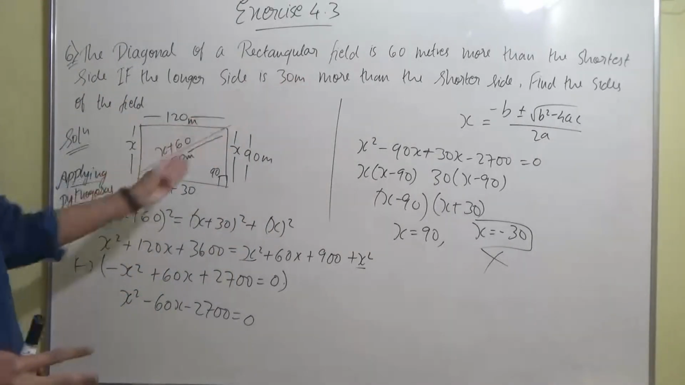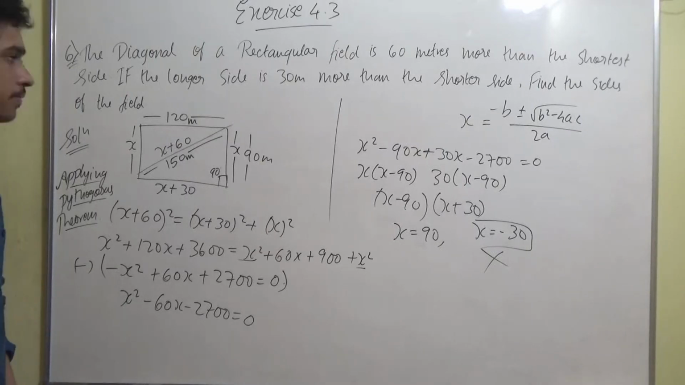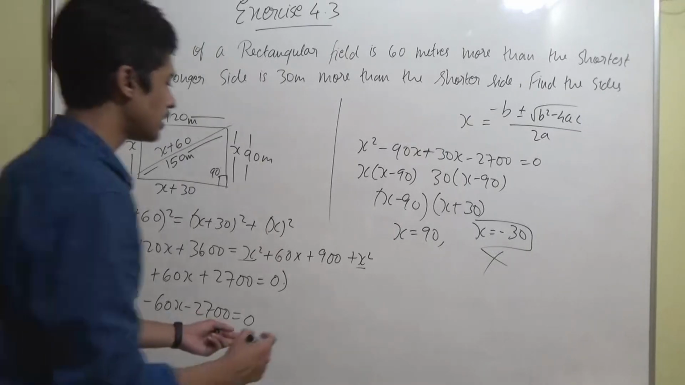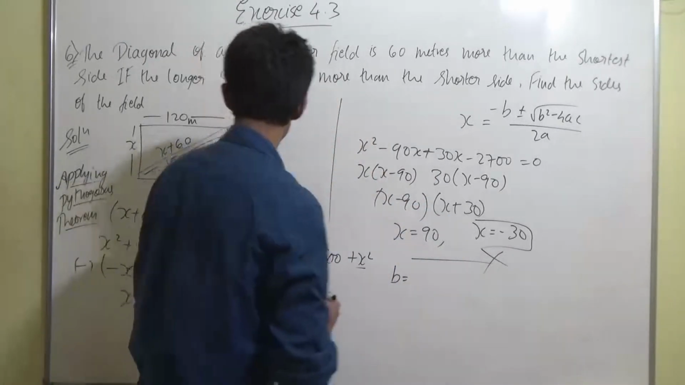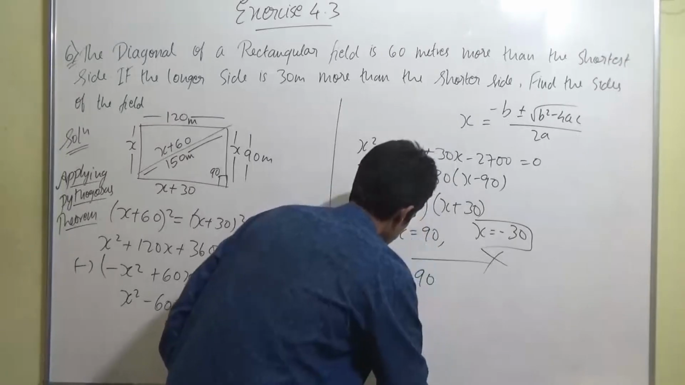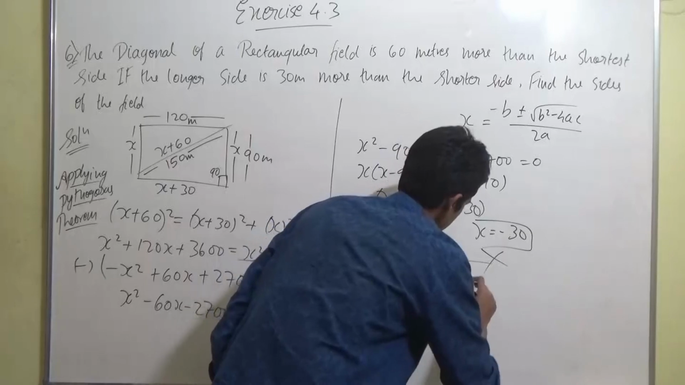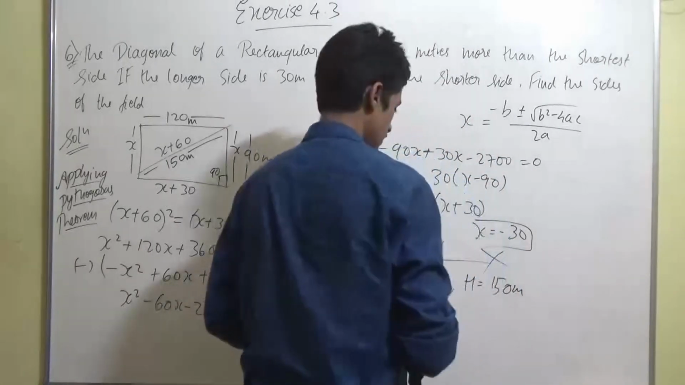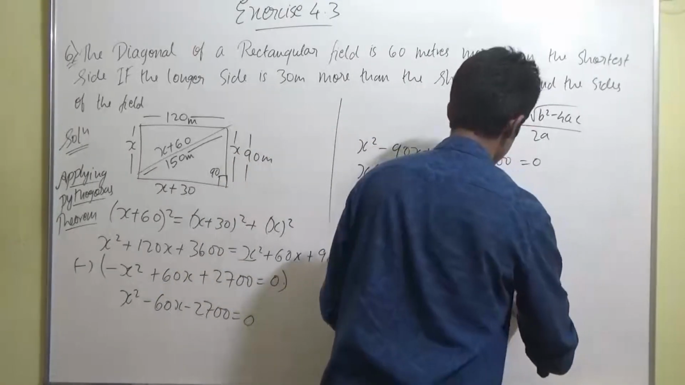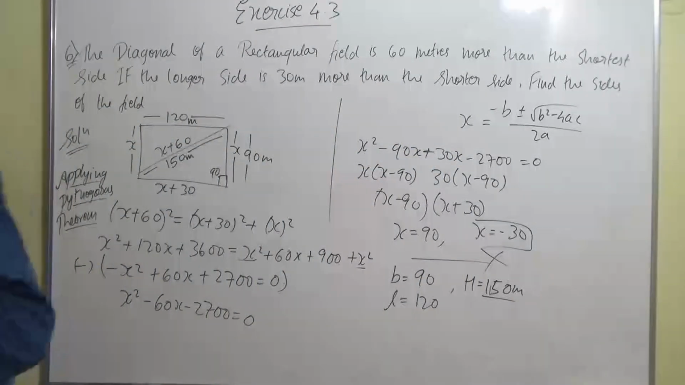They asked us to find the sides of the field. We finally found the sides of the field. As simple as that. Here if you want you can write it at last. Finally, in short form I am writing, breadth is equal to 90, length equal to 30 plus 90, that is 120, and hypotenuse is equal to 150 meters, right? 150 meters. That's it guys. Now while I move aside, you can take the screenshot. After this, let's go to the 7th question.